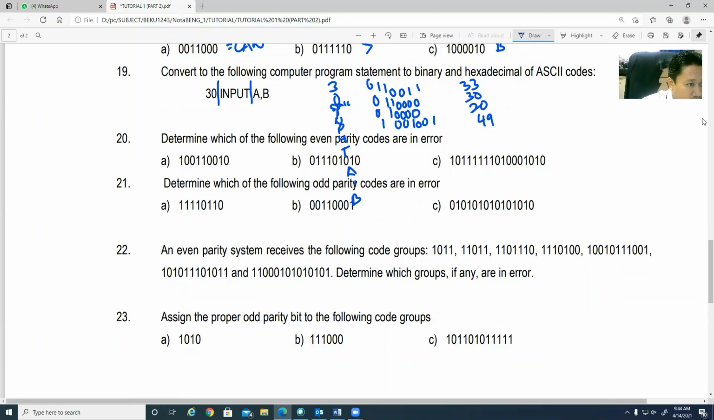Determine which of the following even parity codes are in error. So this one, you can check that. This one, you have the error. Then for 21, this one is in error. After this, you can double check, is it right or not? So the answer will be, this one will be A and this one will be B.